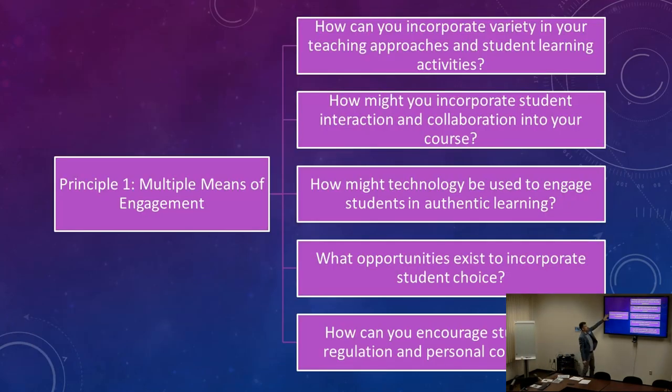So, first principle, multiple means of engagement. So, these are the guiding questions to think of as you're considering how to have your students engage with you in the class. How can you incorporate variety? Oh, that's a terrible slide, isn't it? Hard to read. How can you incorporate student interaction or collaboration? How could you use technology? What opportunities exist for student choice? How can you encourage self-regulation?